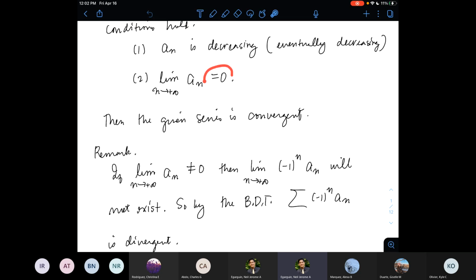Because if the limit of a_n is not equal to 0, the limit of a_n times negative 1 to the power n won't exist, because it will just oscillate between a positive value and a negative value. So by the basic divergence test, the alternating series will diverge. That's why we usually start by checking this condition, and depending on the results of that limit, we can do the appropriate tests.